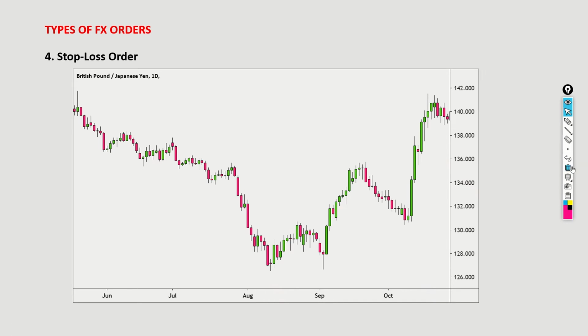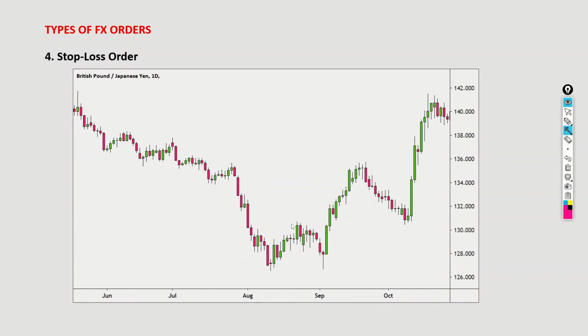So when you look at this chart, we want to explain what we call a stop loss order. A stop loss order, for example, is placed as an order, or it is linked to a trade, in order to stop any additional losses.